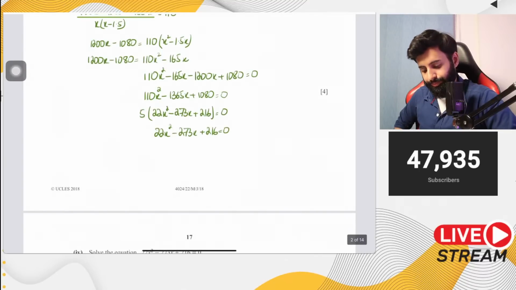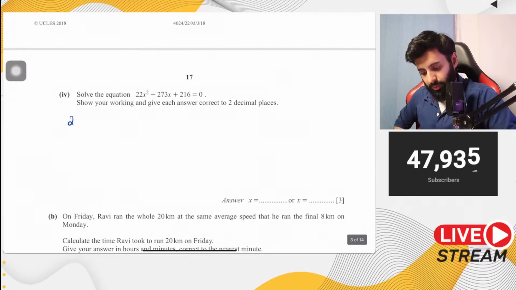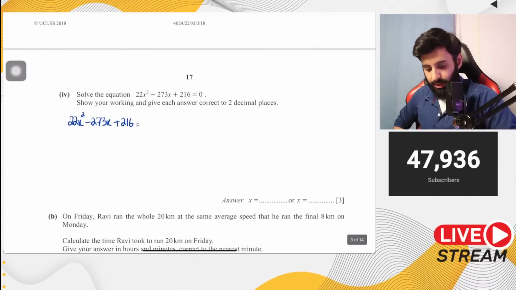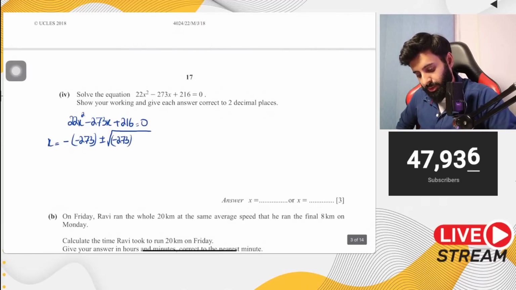Okay, now part 4. In part 4, you're supposed to solve this equation: 22x square minus 273x plus 216 equals 0. Then you can solve this using the quadratic formula. Now be smart about it. I know a lot of you have this concern that can we use a calculator over here, and the answer is yes, you can use a calculator. It's not like the examiner is going to be constantly standing next to you making sure that you're not using a calculator. Use a calculator to check your answer, but be smart about it.